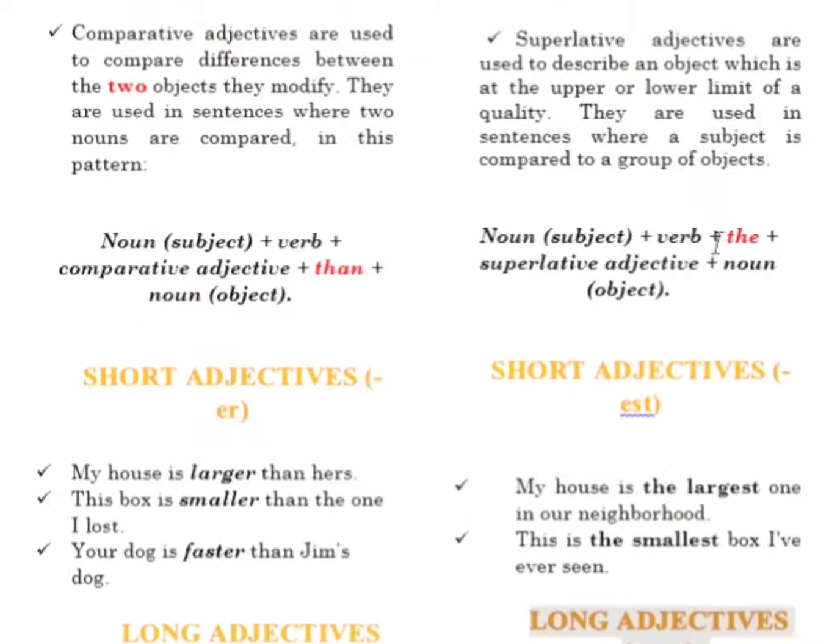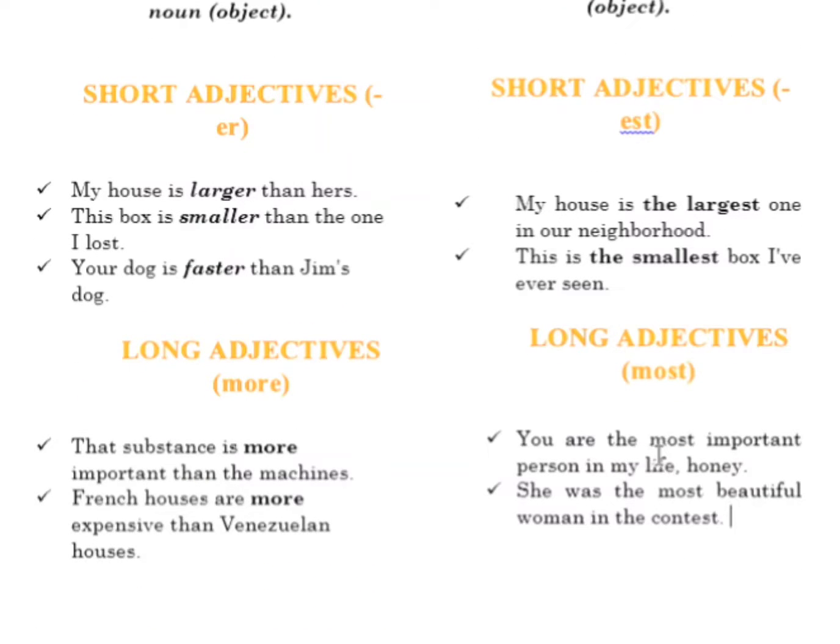Now when having long adjectives in superlative, we have to use the most, and after that the adjective. Remember, when you have long adjectives, they do not change. So, you are the most important person in my life, honey. In this case you are comparing a person with the rest of the people you know. Or in this case, she was the most beautiful woman in the contest. You are comparing one girl with the rest of them in this contest.